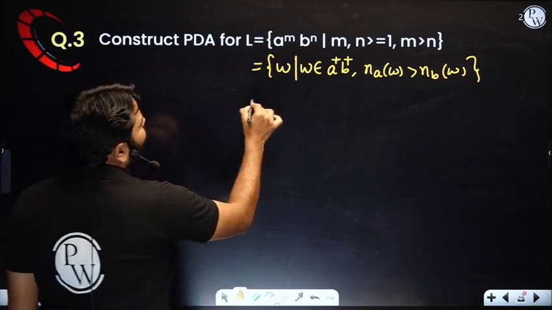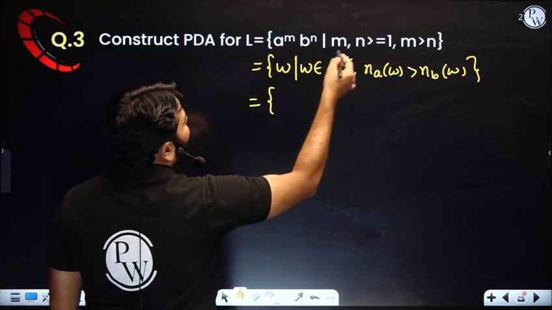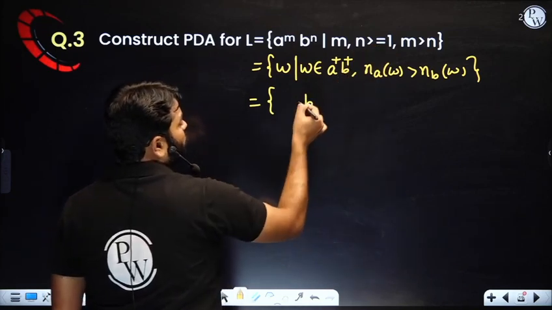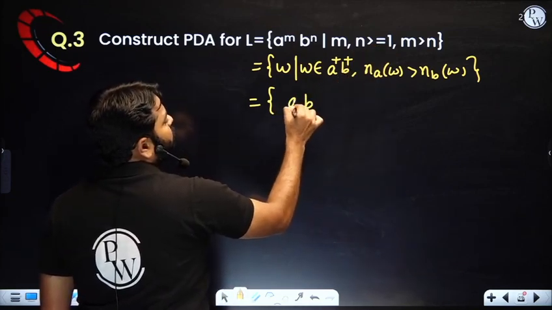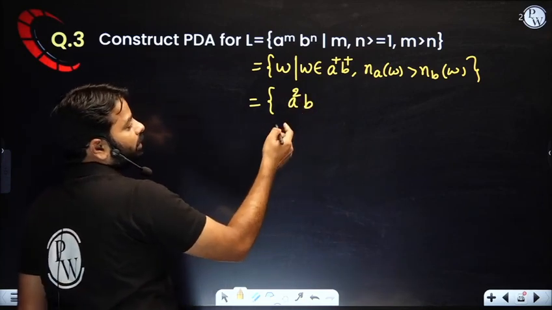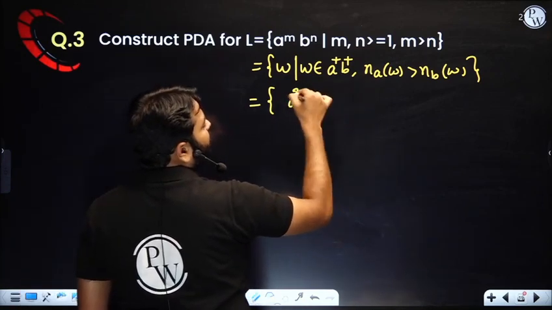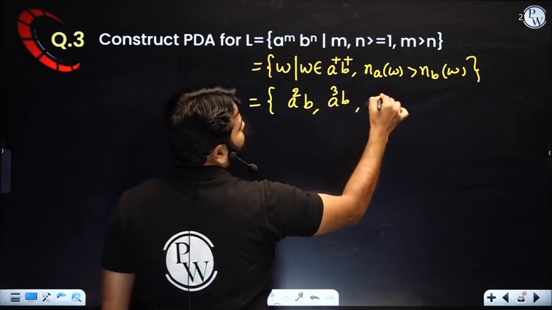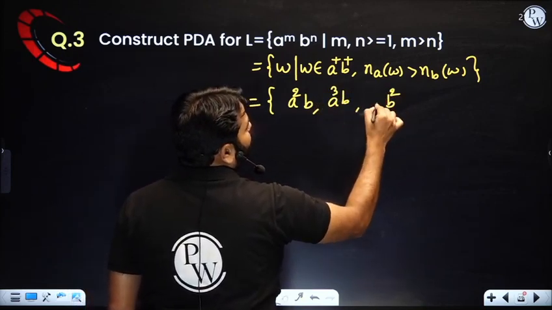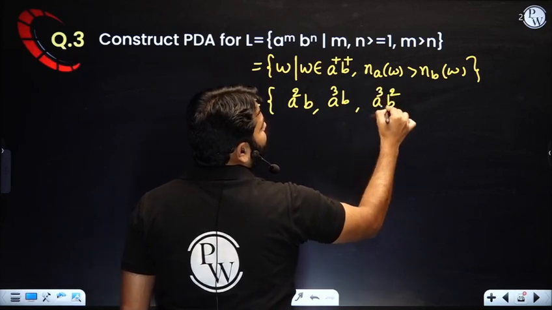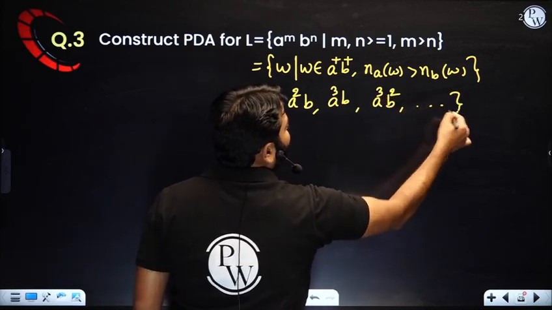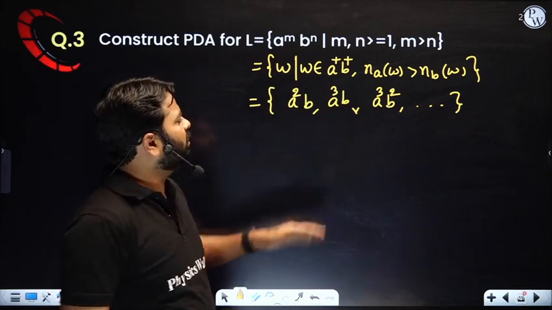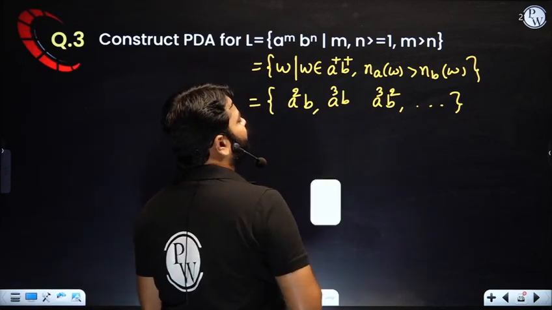Now, what are the strings you will see? A's more than B's. It means if you have one B, as you can't keep zero B's, you have to keep at least two A's because A should be more, right? Similarly, if you keep two B's like B square, then you have to keep three A's. Likewise, you have many strings. When I keep one B, you can have two A's or three A's, or four A's, five A's, and so on.